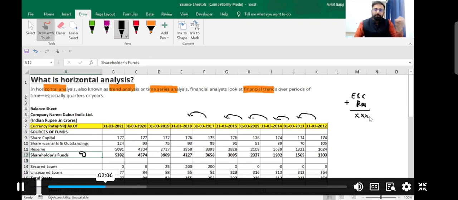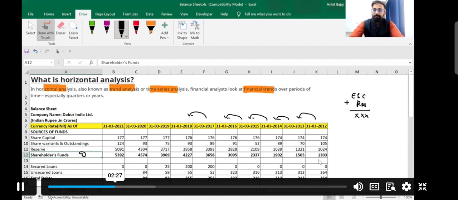If shareholder fund is increasing every year, it shows that the company is a profitable company, and the value of equity is increasing every year. So we will check this thing. Here I have taken data of 10 years. The first year, if you see, is 31st March 2021, going back to 31st March 2012, and I have the data.